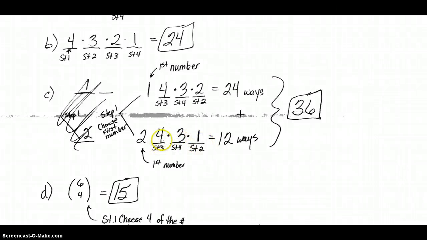Now, this is a little bit tricky here. Notice that we have 4 times 3, which gives us 12. This 2 is not getting multiplied. This is just the name of the case. This is the case where 1 is the leading digit, the case where 2 is the leading digit. So it's not actually getting multiplied in there.